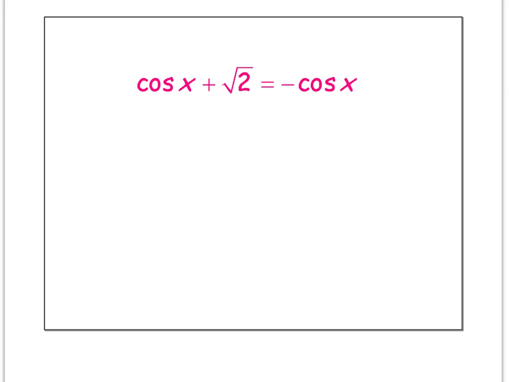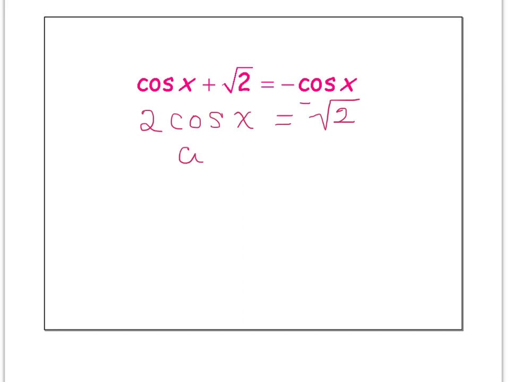And so if I add cosine x to both sides, then I have 2 times the cosine of x. And then if I subtract root 2 from both sides, I have equals negative root 2. Dividing both sides by 2, this is just algebra here. Again, my goal is to isolate cosine x.